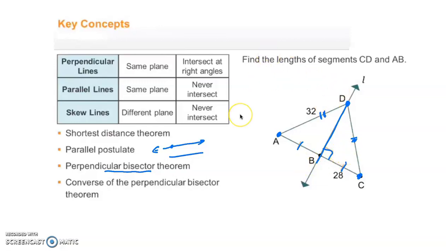So let's erase all this here. Let's find segments CD and AB. Well, CD, because this is a perpendicular bisector, we know that if 32 is AD, then this one is also 32. And how do we find AB? Well, we know these two are congruent, so they're equal, so AB equals 28.